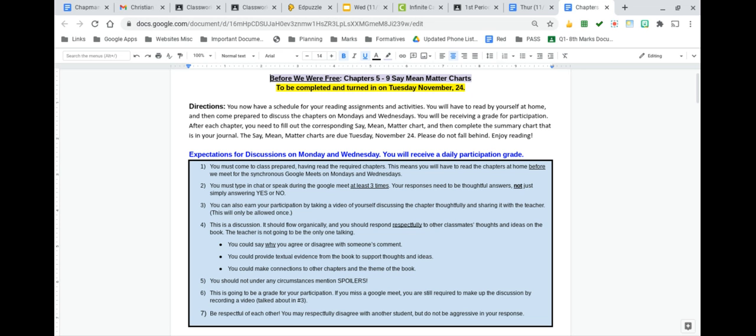So here are the expectations for the discussions on Monday and Wednesday. You're going to receive a daily participation grade. Okay, so you have to come to class prepared, having read the required chapters ahead of time. Again, this means that you have to read the chapters at home before we meet for the synchronous Google Meets on Mondays and Wednesdays. You must type in chat or speak during the Google Meet at least 3 times. Your responses need to be thoughtful answers, not just simply answering yes or no.